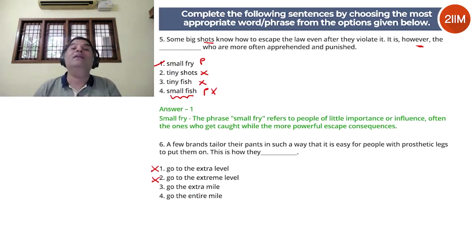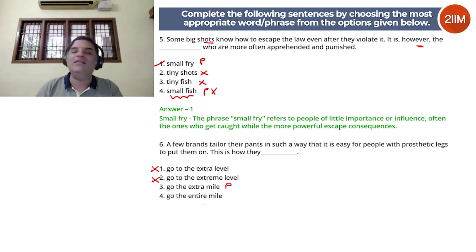Go the extra mile. Yes, this is a valid phrase. That means they are going beyond what is expected out of them, or they are taking some really good extra initiative, right? They're exceeding expectations. That's what go the extra mile means. So at work, you can go the extra mile. As a student, you can go the extra mile. So you're really going beyond what is expected out of you, which is always appreciated. So go the extra mile is definitely, we'll park it.